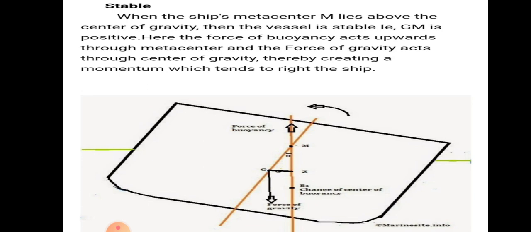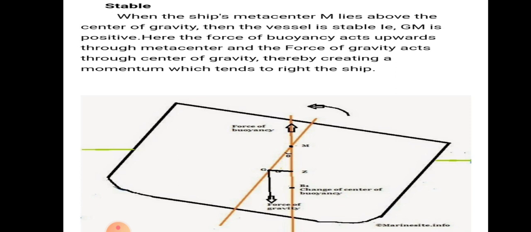Stable equilibrium means that when the ship's metacenter M lies above the center of gravity, the vessel is stable. That means GM is positive. Here the force of buoyancy acts upward through the metacenter and the force of gravity acts through the center of gravity, thereby creating a moment which tends to right the ship.